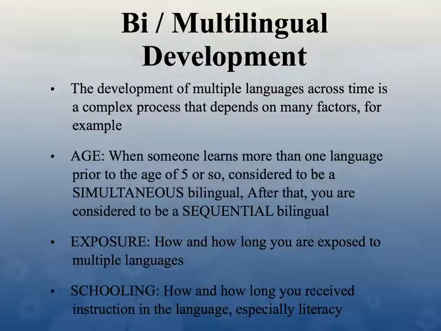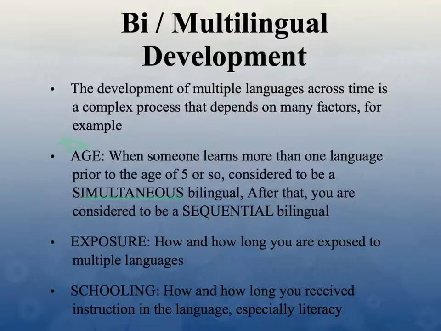So as we can see from these three examples, when we look at multilingual or bilingual development across time, it is a complex process that depends on many factors. Some of the most important factors are age. And when I say age, I usually mean the age that you have initial or extensive exposure. So when someone learns more than one language prior to the age of 5 or so, as I said, this is considered to be a simultaneous bilingual.